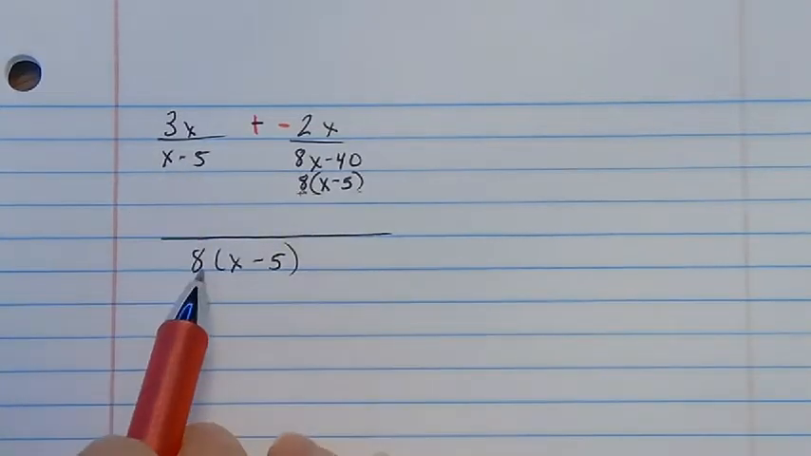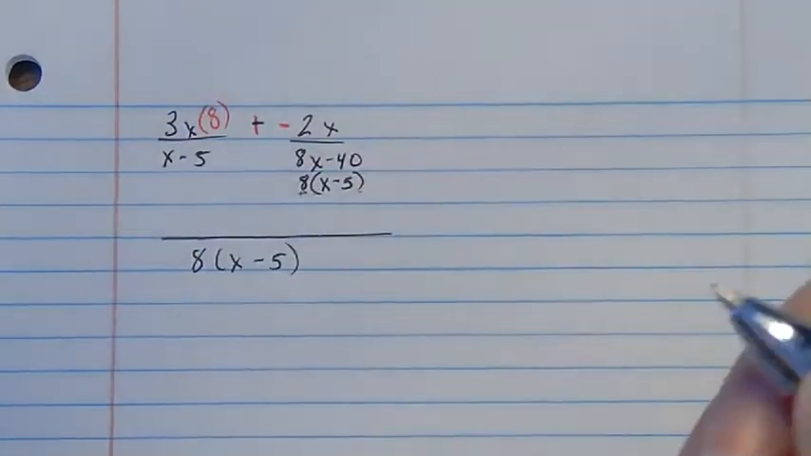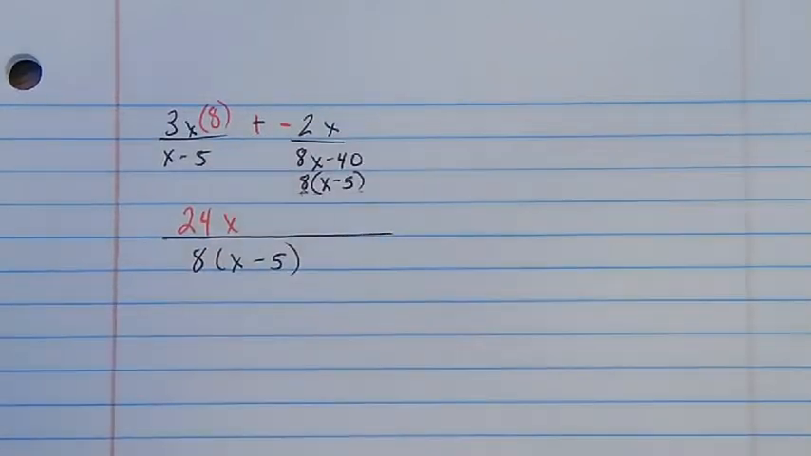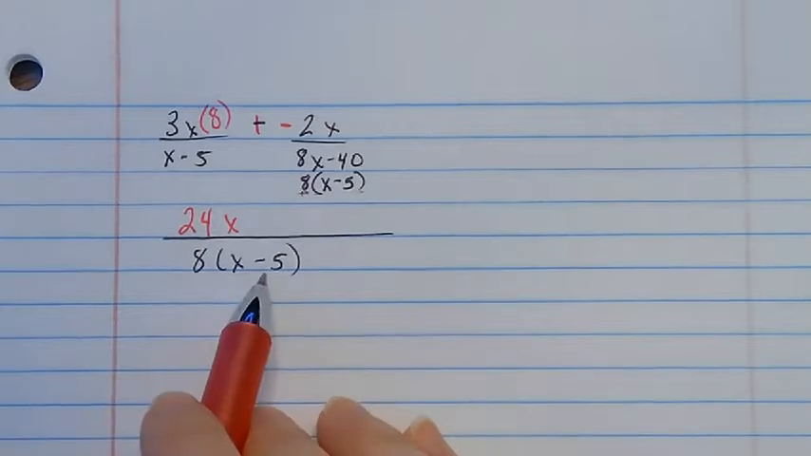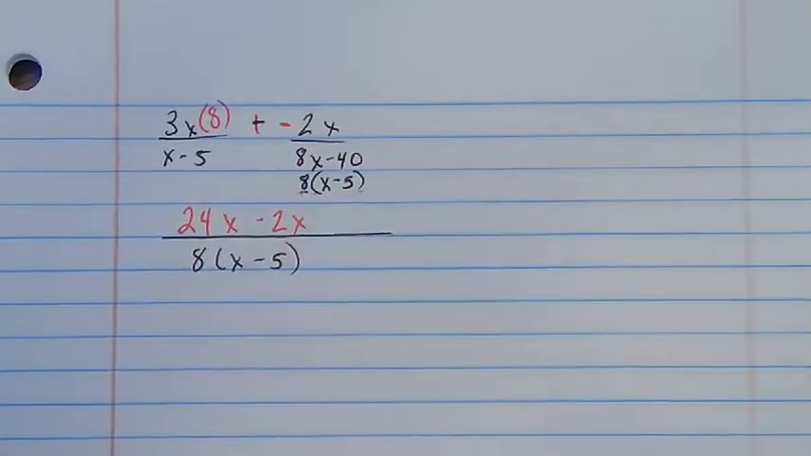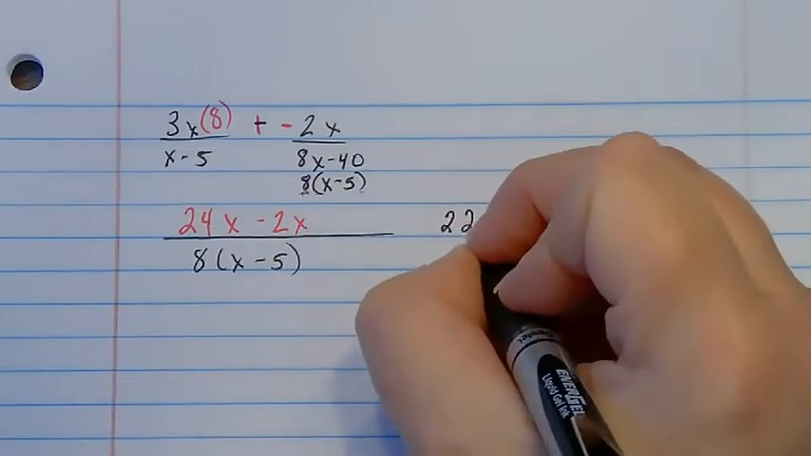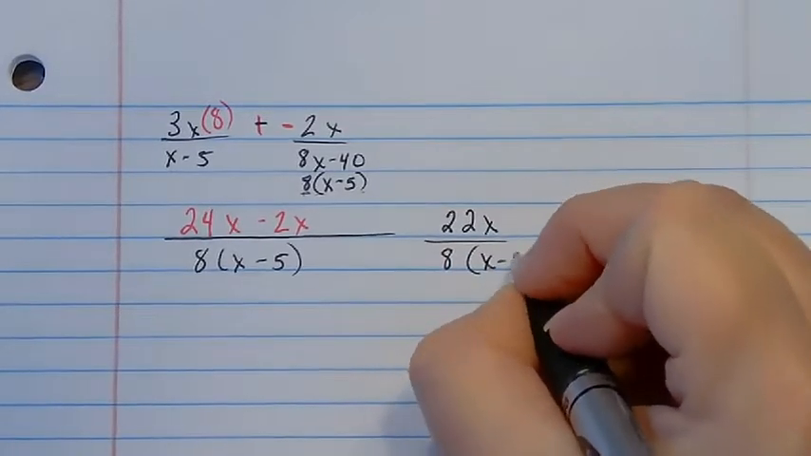So now I'm ready to go fix my numerator. What times x minus 5 gives me 8 times x minus 5, and that's an 8. So I'm going to multiply that times 8. So this gives me 24x. What did I take times this to get that? Nothing. So minus 2x gets to stay the same. So now I have 24x minus 2x, which is 22x, over 8 times x minus 5.